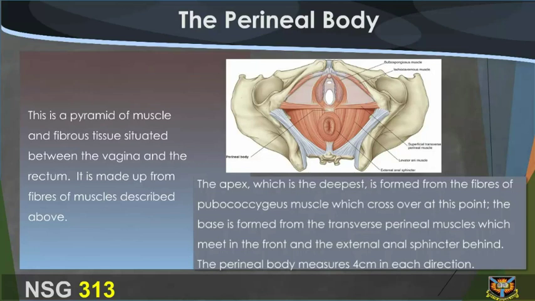The perineal body. This is a pyramid of muscle and fibrous tissue situated between the vagina and the rectum. It is made up from fibers of muscles described above in the diagram. The apex, which is the deepest, is formed from the fibers of the pubococcygeus muscle, which cross over at this point. The base is formed from the transverse perineal muscle, which meets in the front, and the external anal sphincter behind. The perineal body measures 4 cm in each direction.